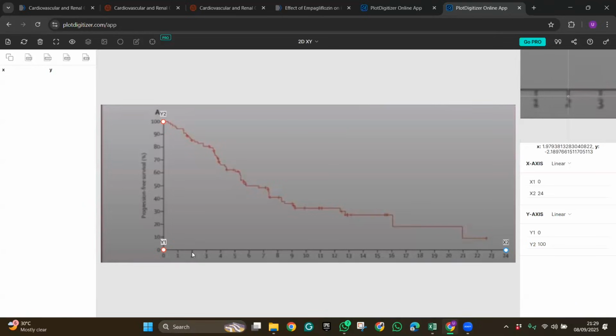The remaining 4 studies did not report progression-free survival, neither in the outcomes table nor in the graphs, right? But this study did report the progression-free survival, but it did not report it in the form of a table. It reported it in the form of a graph. And that is why I used the app Plot Digitizer.